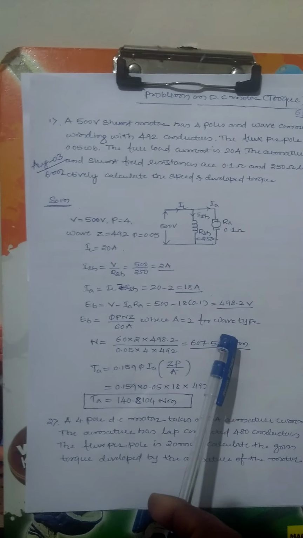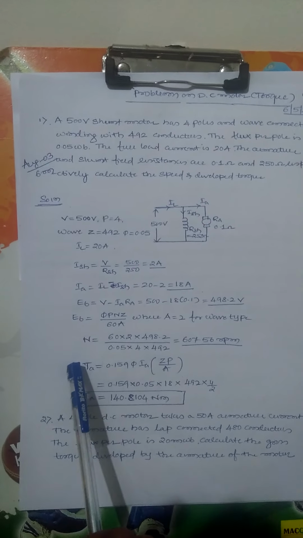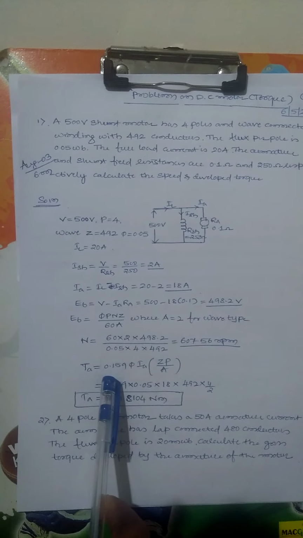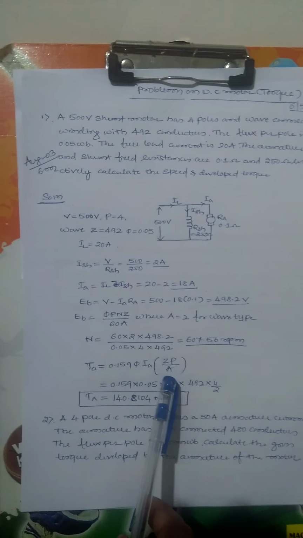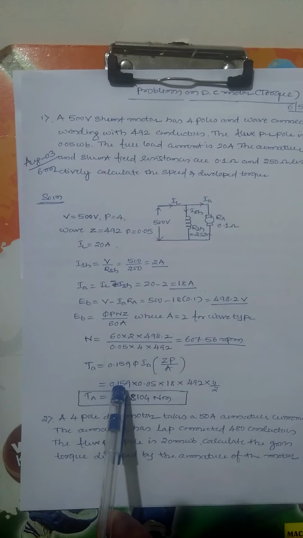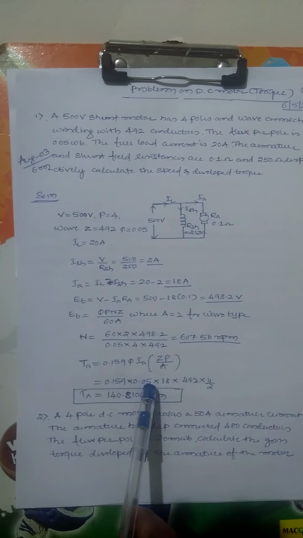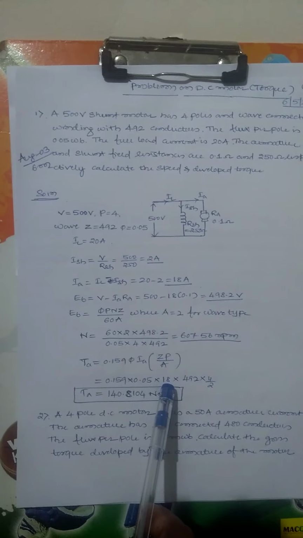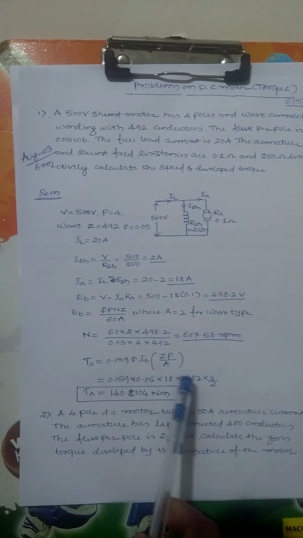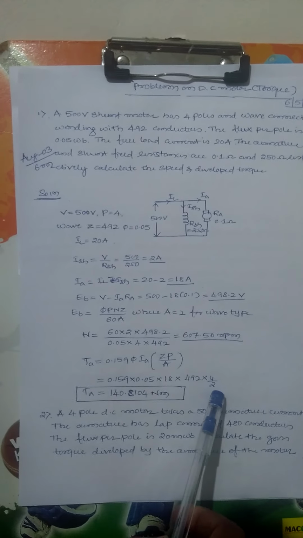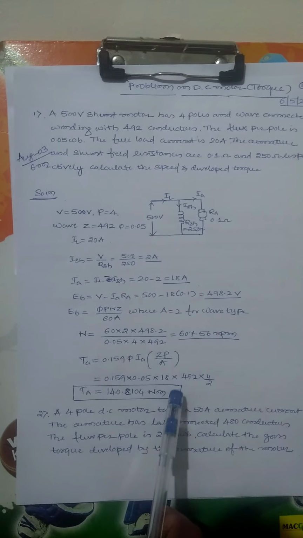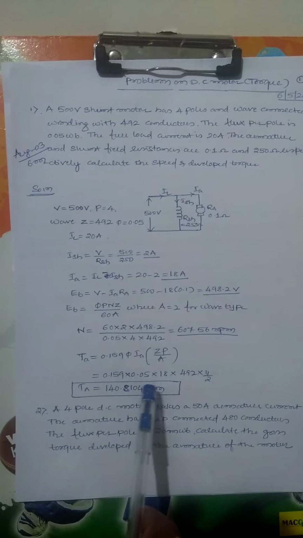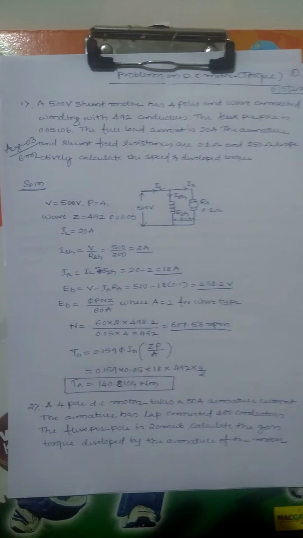Next, you can easily calculate TA, the torque developed in the armature. The formula is 0.159 Φ IA ZP by A. Just putting all the values: flux value 0.05, IA is 18, 492 conductors, P equal to 4 divided by A equal to 2. You get TA equal to 142.8104 Newton meter.